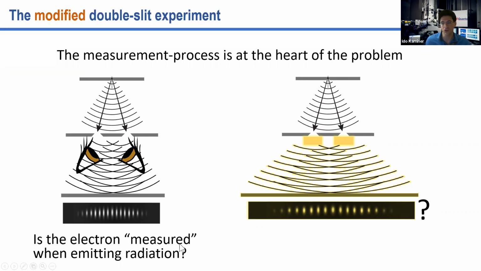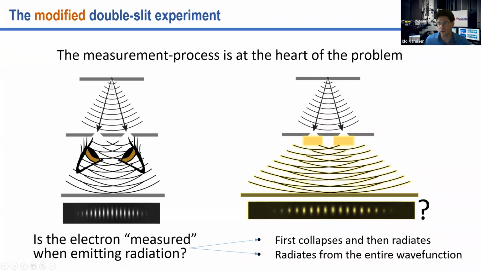Is the electron measured when it's emitting radiation here? There are generally two options. First, the electron collapses here and then radiates. If that happens, then we'll see no interference on the screen because it emitted from only one of those two points. Or maybe it radiates from the entire wave function, and then the actual act of measurement only happens on the screen where we record it down the road.